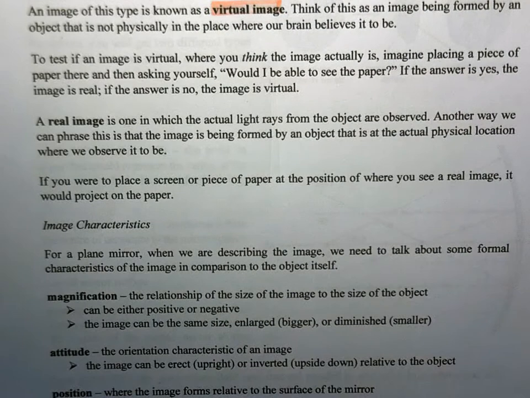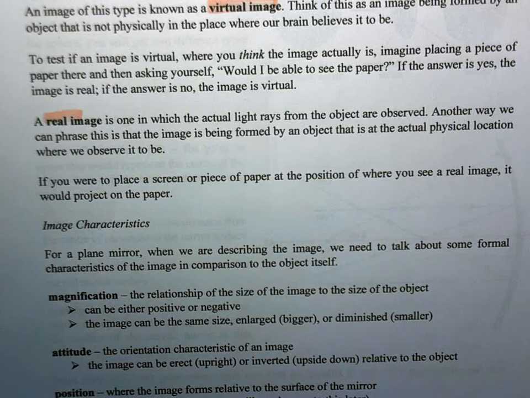In contrast to that, we have this thing called a real image. In a real image, the actual light rays are what's hitting your eyes. For example, I'm just thinking of an apple for some reason. So you have an apple on a counter. If you're looking at the apple directly, the actual light rays from that apple are hitting your eyes. That's a real image because the image that you see corresponds to where the physical object happens to be. You're seeing the real light rays from the apple approaching your eyes.